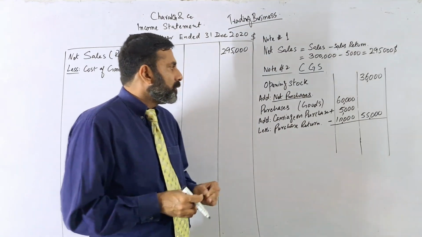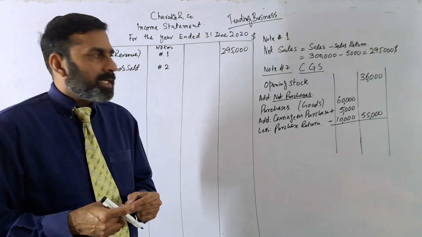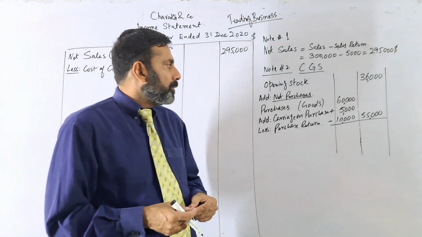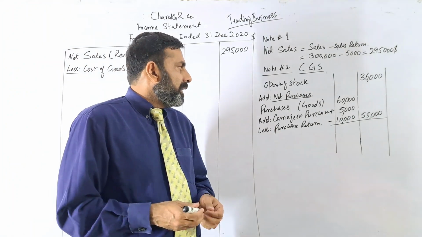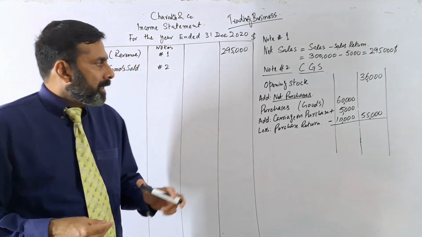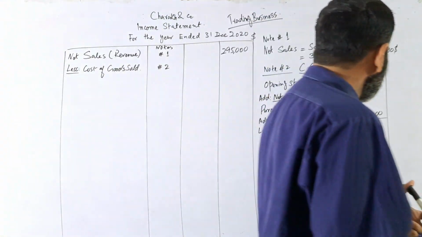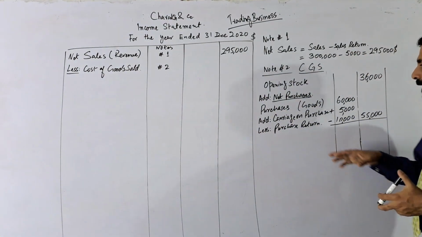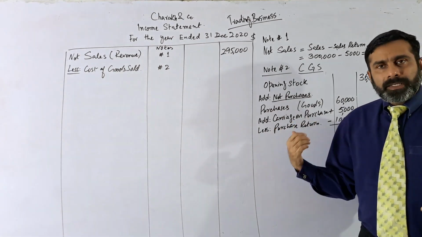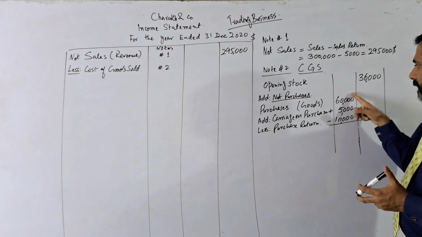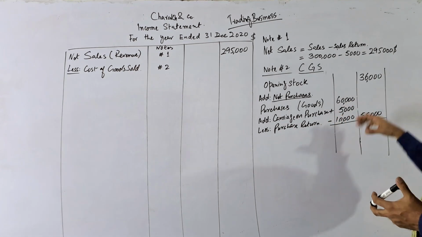So net purchases include 3 things. First of all, the purchase amount, that is how many goods are purchased. So the company has purchased almost $60,000 value of goods, and then they have a carriage on purchase. So the carriage on purchase is 5,000. So we are adding the amount of the carriage on purchase, and the next amount is what? We are deducting the purchase return. So we are deducting the amount of 10,000. So 60 plus 5, it is 65 minus 10. So it is almost 55,000.